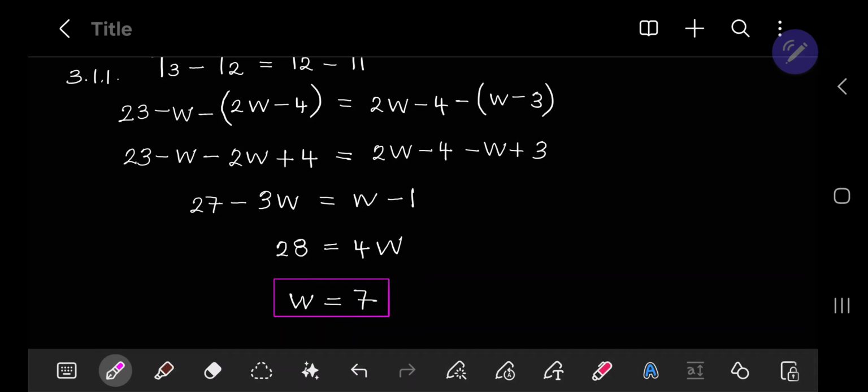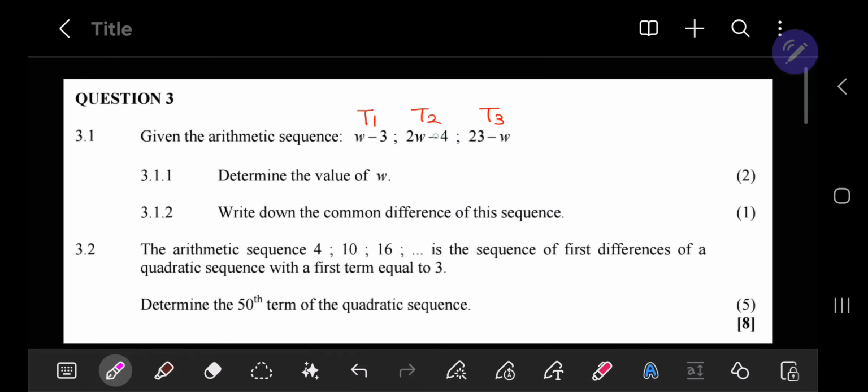Now that we know what w is, we can take that value and substitute into each term so that we can get actual values as the term. I'm just going to do that here because we may need it to answer the next question. Since w was 7, our term 1 becomes 7 minus 3, which is 4. Term 2 is going to be 2 times 7, that's 14. Minus 4, we get 10. And term 3 would be 23 minus 7, which gives you 16. And this is correct. We can see that this forms an arithmetic pattern, where the difference here each time is 6. We are adding 6 each time.